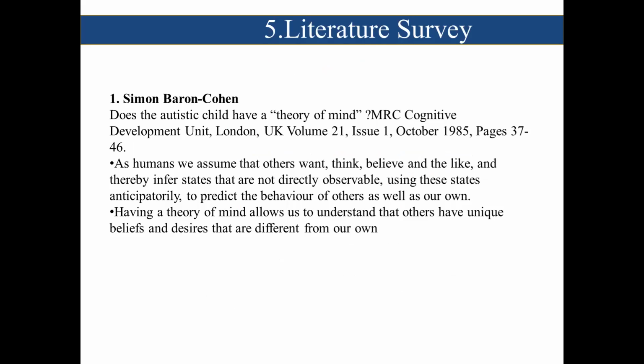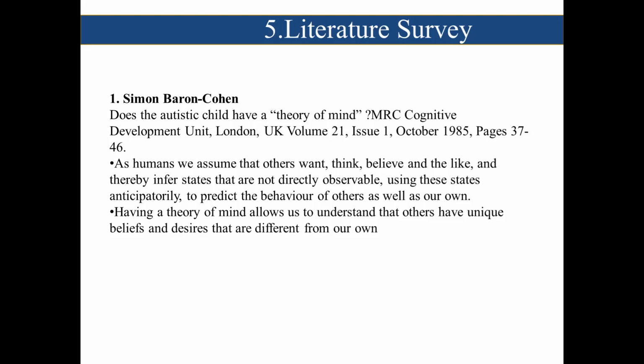As said by the author Simon Baron-Cohen, humans assume what others think, believe, and the like, and thereby infer states that are not directly observable, using these states anticipatorily to predict the behavior of others as well as our own. Having a theory of mind allows us to understand that others have unique beliefs and desires that are different from our own.